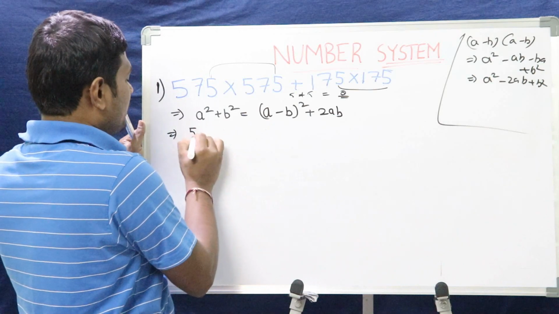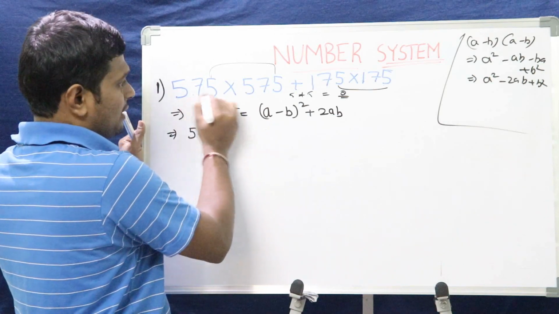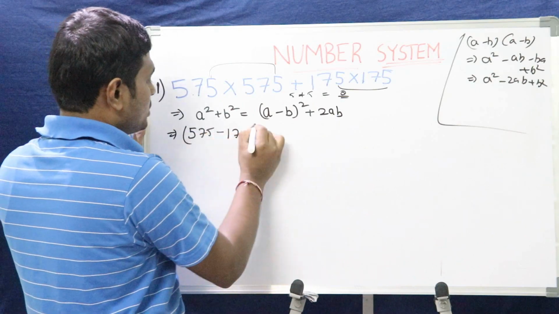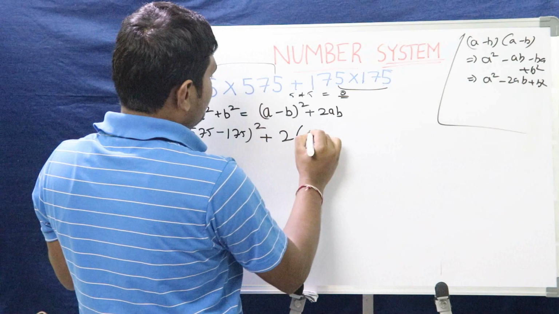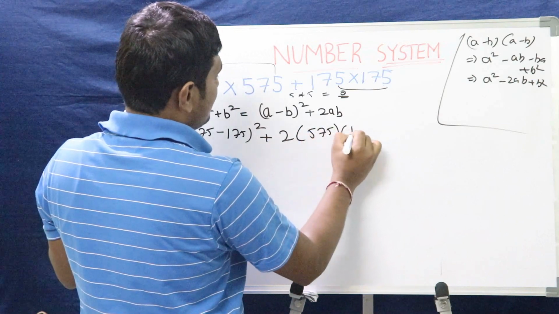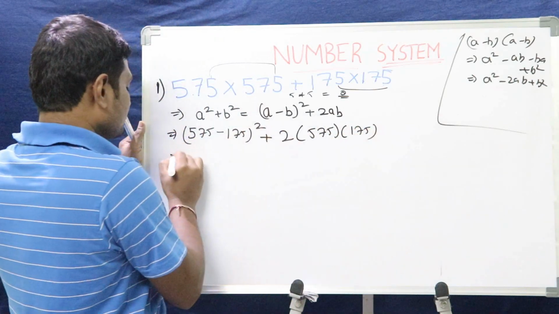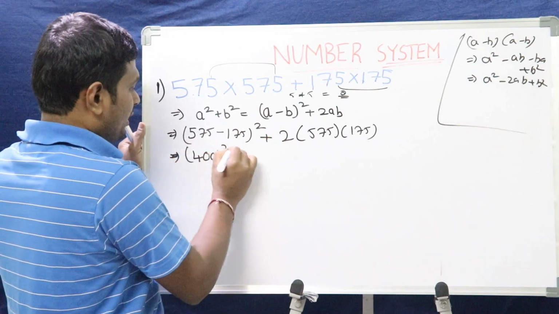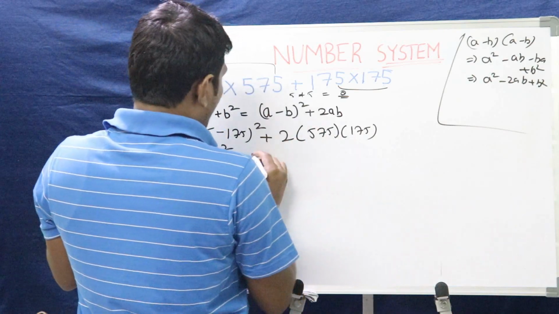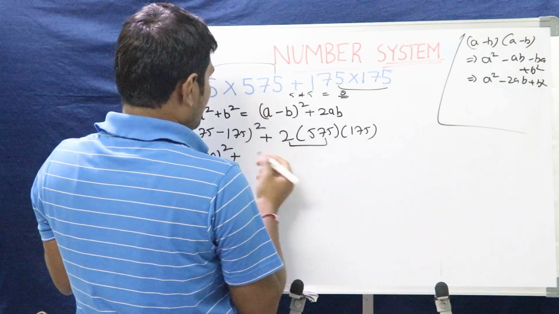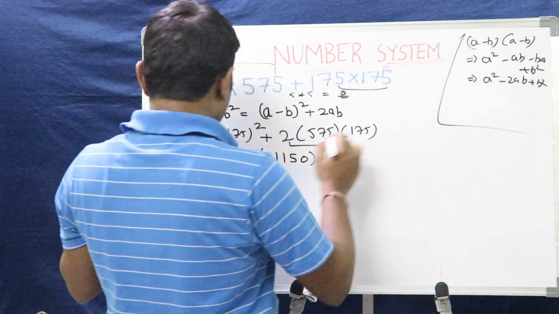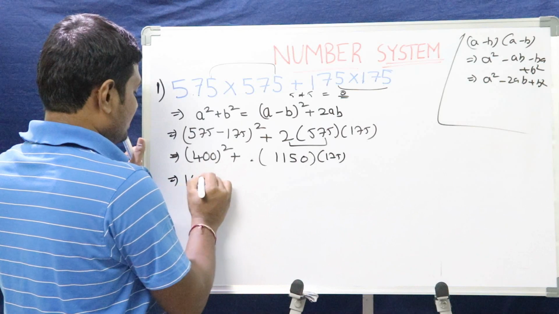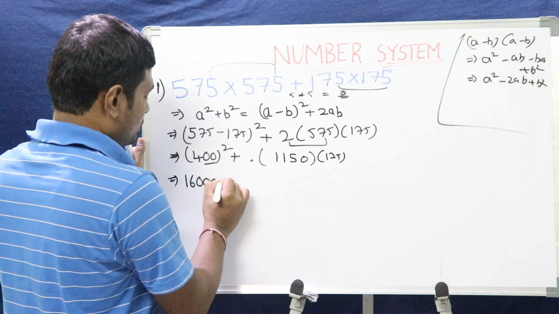A minus b whole square: I am assuming a as 575, b as 175. 575 minus 175 whole square plus 2 into 575 into 175, right? How can we write this? This is 400 square plus, and this one we need to simplify, 1150 into 175. The first part is straightforward because we can square it right away. 4 squares are 16 and 2 zeros are there, so 4 zeros.